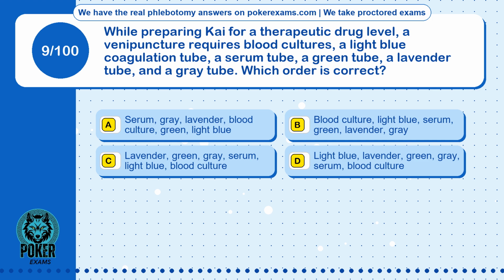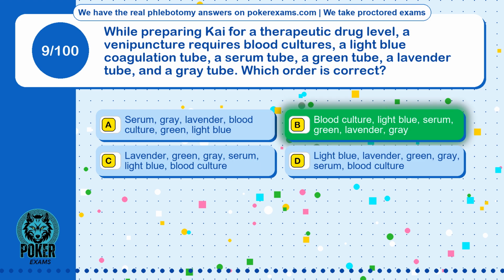Option B, blood culture, light blue, serum, green, lavender, gray. Option C, lavender, green, gray, serum, light blue, blood culture. Option D, light blue, lavender, green, gray, serum, blood culture.